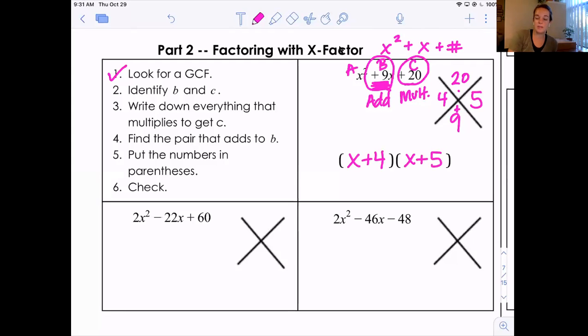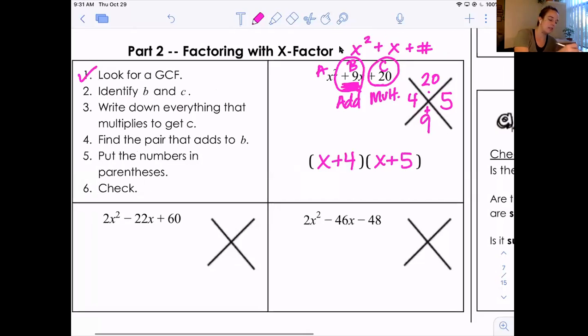If you have a hard time figuring out all the possibilities, something that I like to do is write down everything that multiplies to get that number. So I might do 1 times 20, 2 times 10, 3 times the decimal, so that's not going to work, 4 times 5, and 5 times 4. All of those things multiply to get 20. The only one that adds to get 9 would be 4 and 5. So that's how I know that it's 4 and 5.